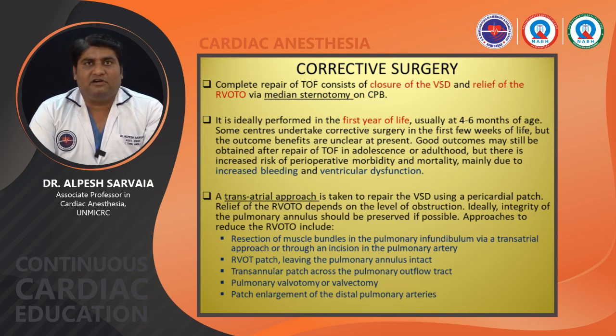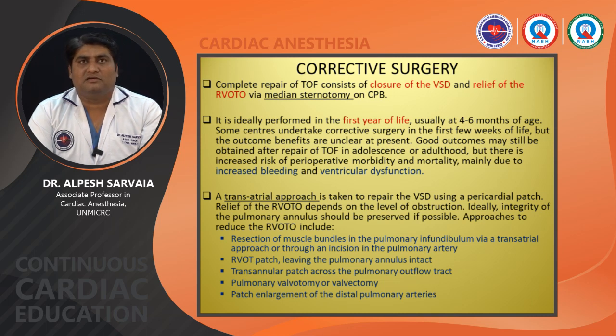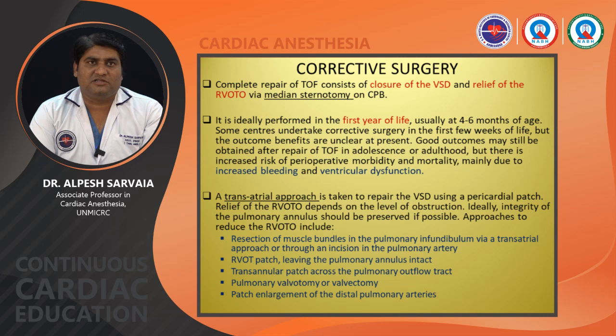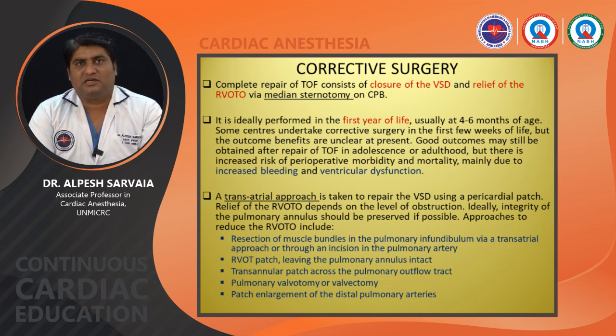Now, the different approaches to correct TOF by intracardiac repair. A trans-RA, transatrial approach is taken to repair the VSD, closing it with a pericardial patch. Relief of the RVOT obstruction depends on the level of the obstruction. Ideally, the integrity of the pulmonary annulus should be preserved if possible. There are different approaches to reduce the RVOT obstruction.